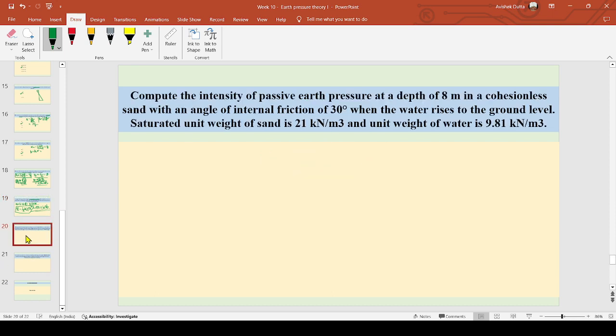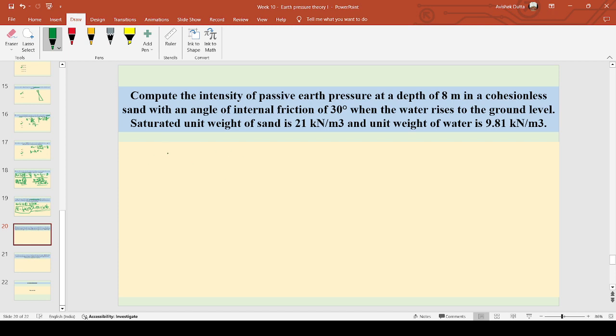Compute the intensity of passive earth pressure at a depth of 8 meter in a cohesionless sand with an angle of internal friction 30 degree when water rises to the ground level. Saturated unit weight 21, unit weight of water is 9.81. Have you solved this question? Yes, sir. What is your answer? 1388.16 kilonewton per meter. Sorry, sir, you asked pressure, right? It is 347.04. Yes, very good.